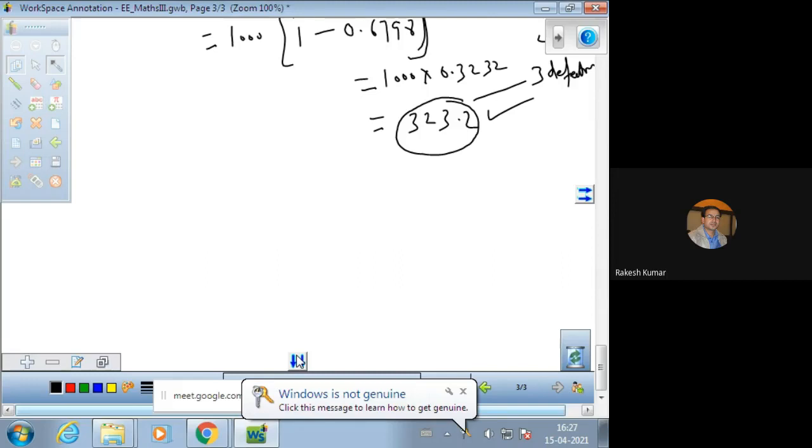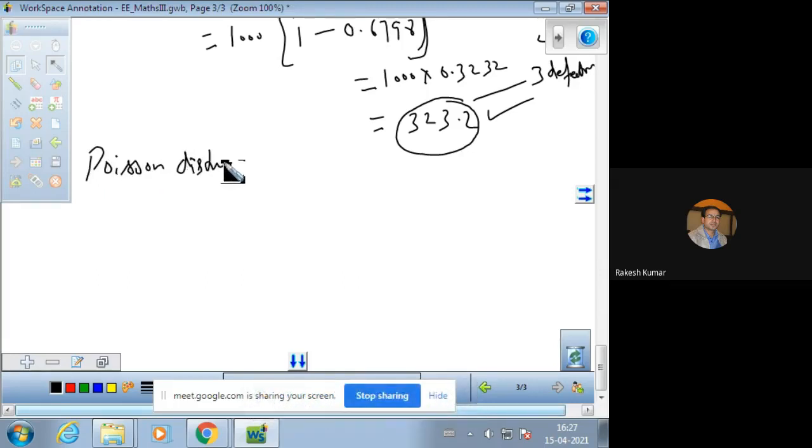So let us move further now. We move to Poisson distribution here. This is another kind of distribution after binomial. Poisson distribution is actually related to the probability of events which are extremely rare, but which have a large number of opportunity for occurrence.